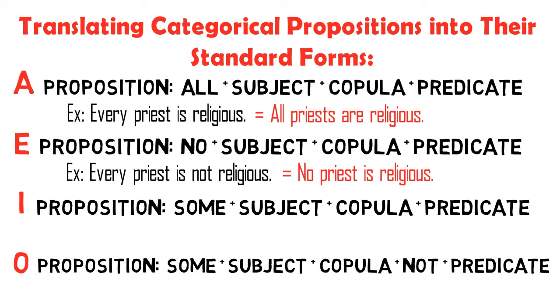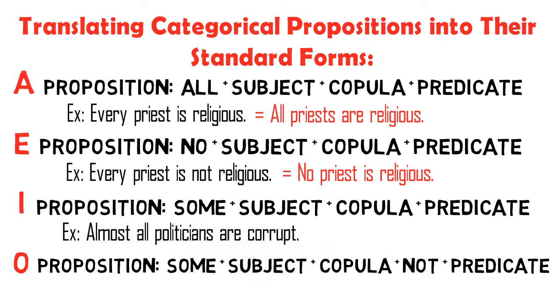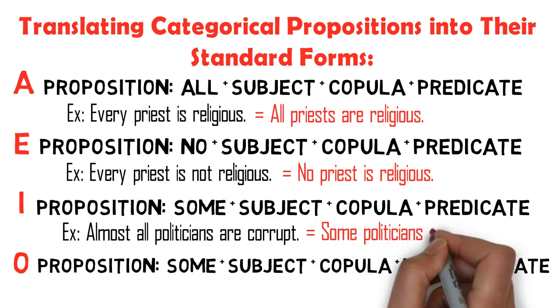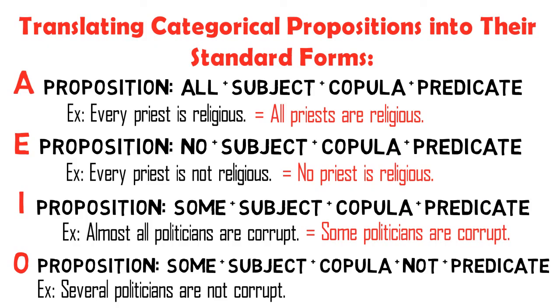I proposition: almost all politicians are corrupt. Standard form: some politicians are corrupt. O proposition: several politicians are not corrupt. Standard form: some politicians are not corrupt.